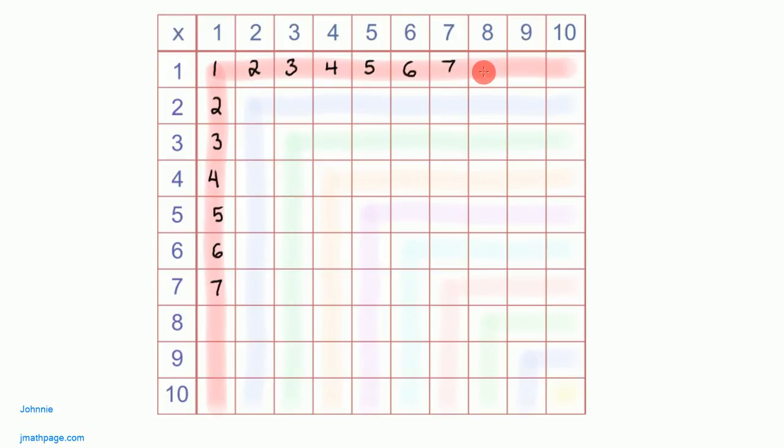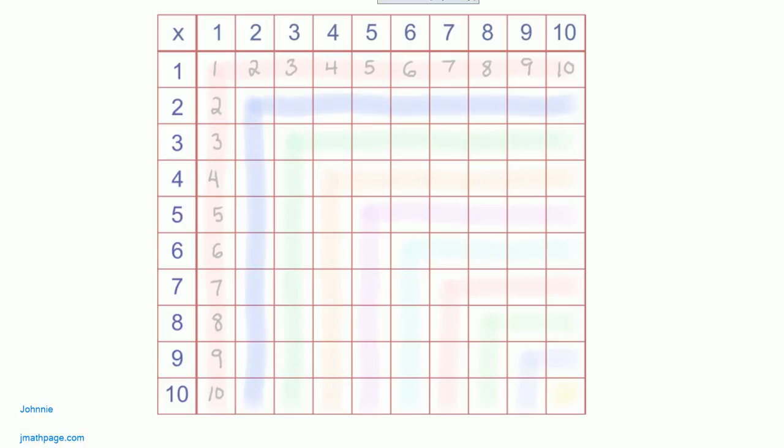1 times 8 equals 8. 8 times 1 equals 8. 1 times 9 equals 9. 9 times 1 equals 9. 1 times 10 equals 10. 10 times 1 equals 10. So far so good. Let's keep going. Let's put these away for a little bit though.